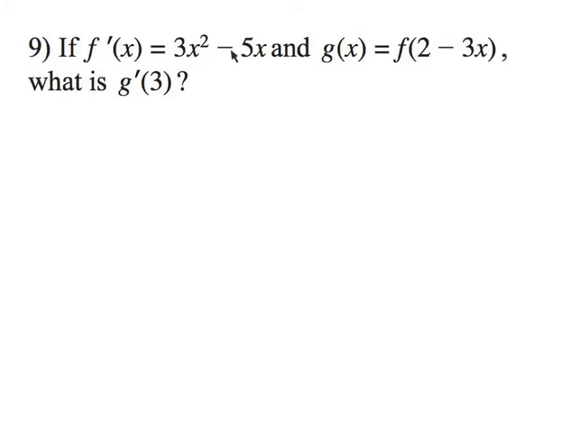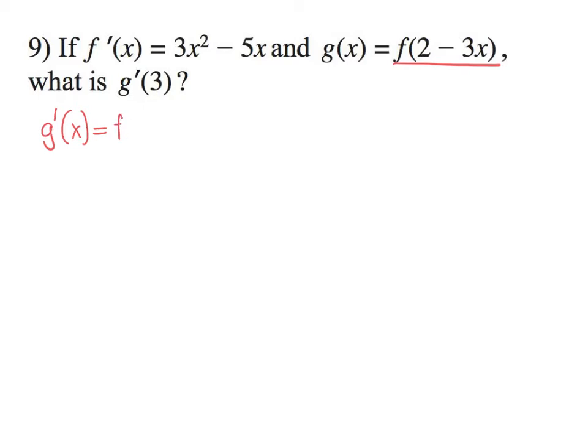If f prime is this and g of x is this, then what is g prime of 3? It wants the slope of this function at 3. So let's go for it. First we have to take g prime. So the derivative of g, well, here's g. Do you see the outside? Do you see composite?